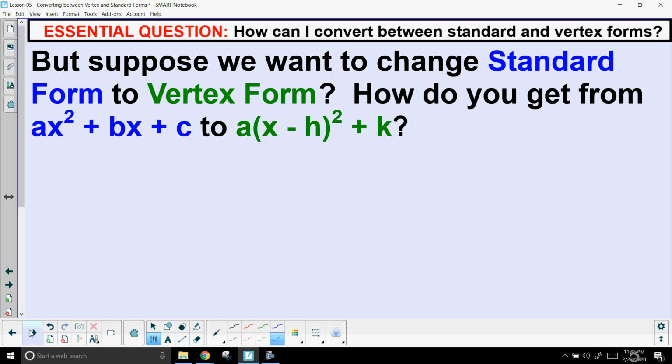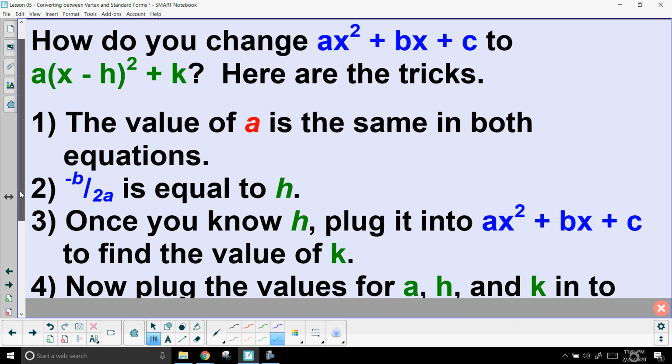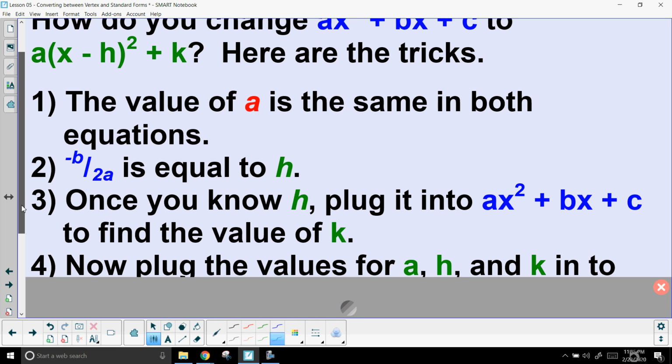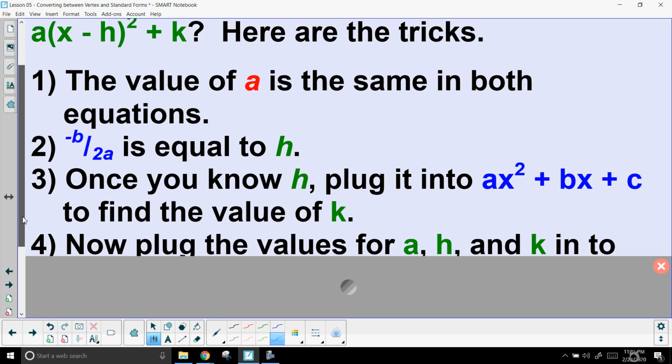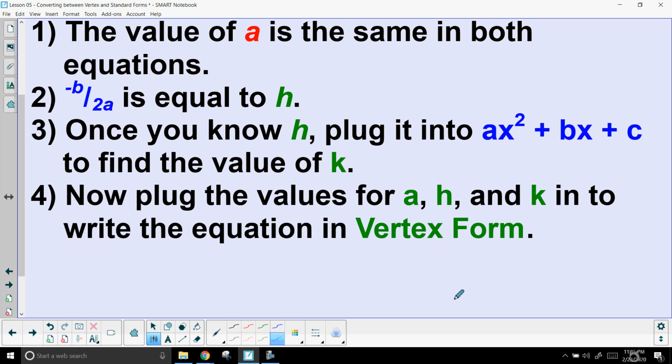So, now we got to go from standard to vertex. These are the steps to do so. I want to scroll down a little more, but just pause as you need. Okay. Here's the key. Step 2. This formula you need to memorize.